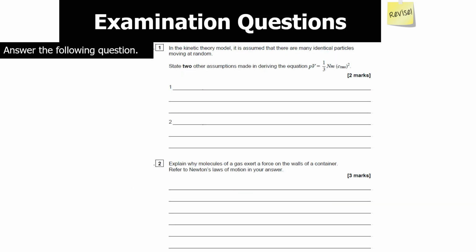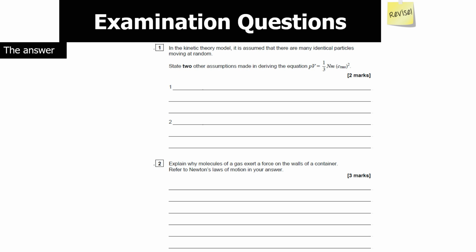The next question says, in the kinetic theory model, it's assumed that there are many identical particles moving at random. So state two other assumptions made in deriving the equation pV equals a third N m c RMS squared. Then explain why molecules of a gas exert a force on the walls of a container. Refer to Newton's laws of motion in your answer. So pause the video now, then unpause the video when you want to go through your answer.